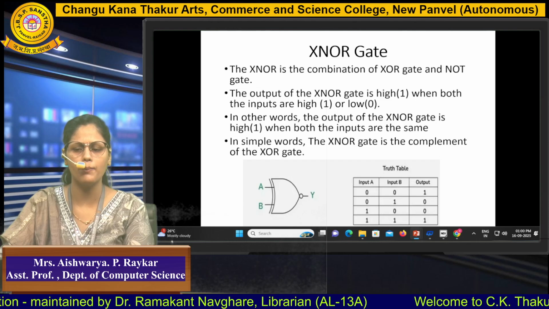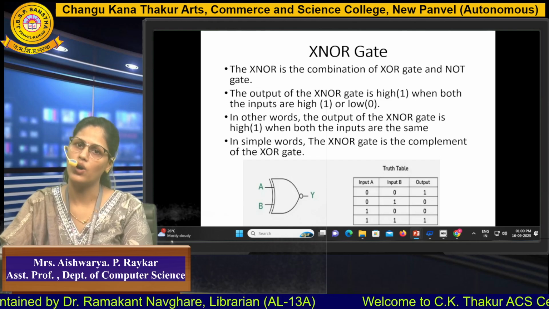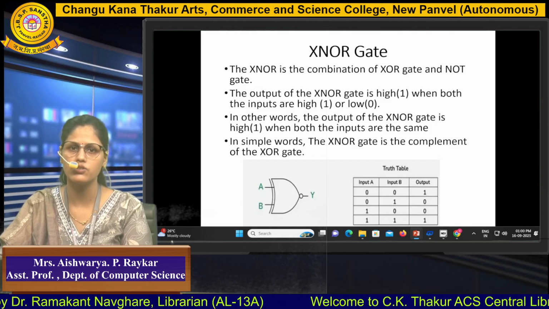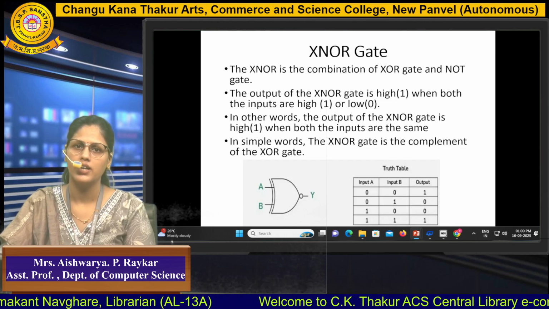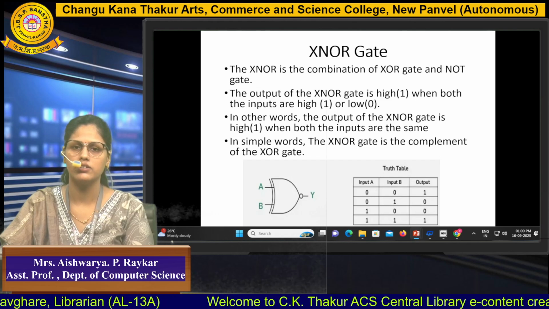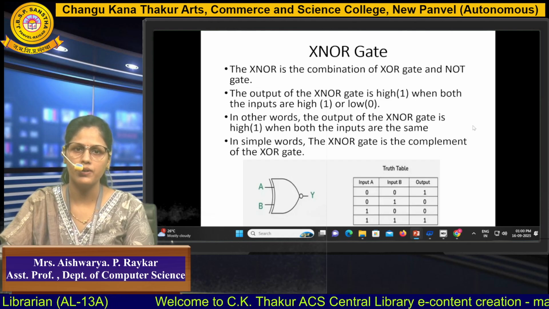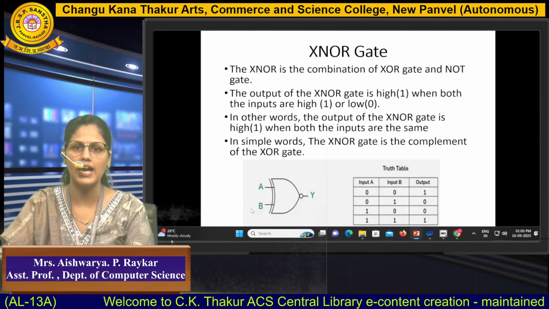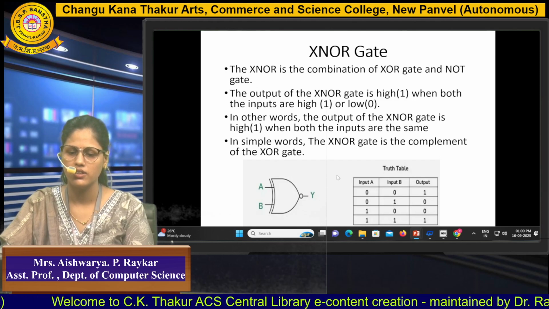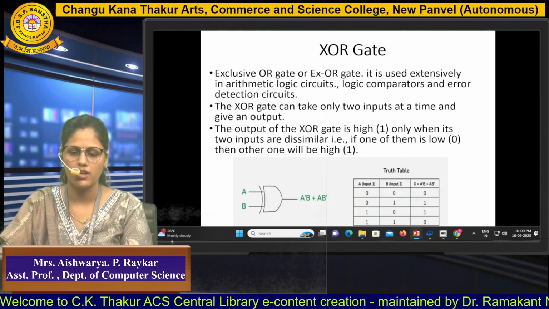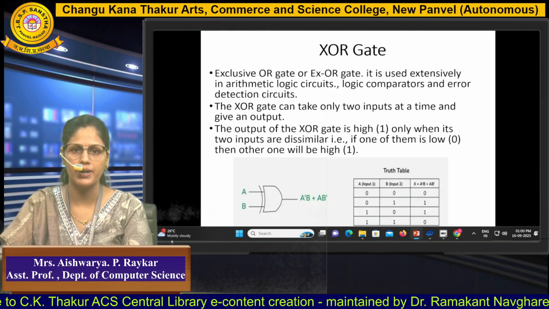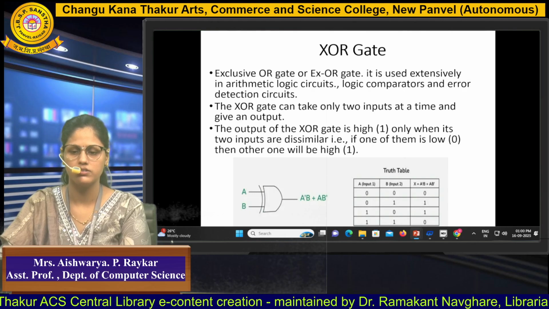XNOR gate is a combination of XOR and NOT gate. So again, it is a complement of XOR gate. So when it comes to the truth table, it is the complement of XOR gate. So here is the truth table. This is the symbol of XNOR gate. And what is the Boolean equation? A bar B plus A B bar. Thank you.